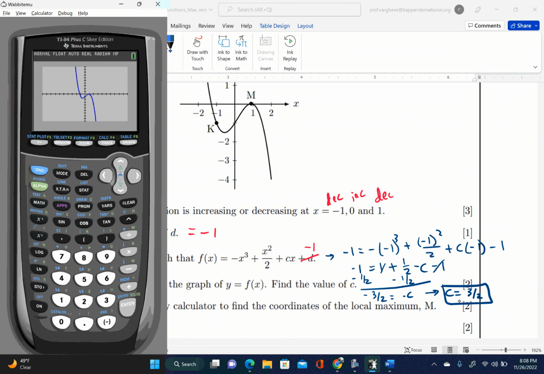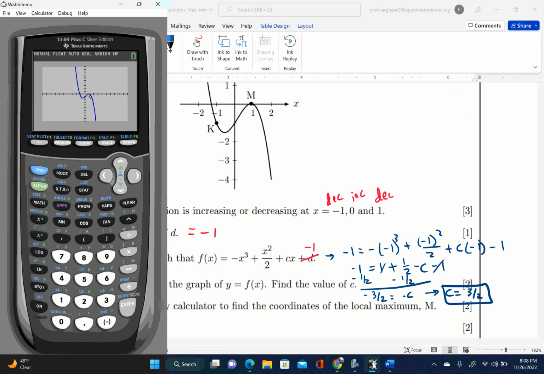All right, so I went ahead and plugged in my function: -x cubed plus x squared over 2. I just found out my c was 3/2, so I plug in 3/2 there, and my d is -1. If I go ahead and hit graph, and your graph's not showing up like this, you could do zoom, option number 6, which is standard.